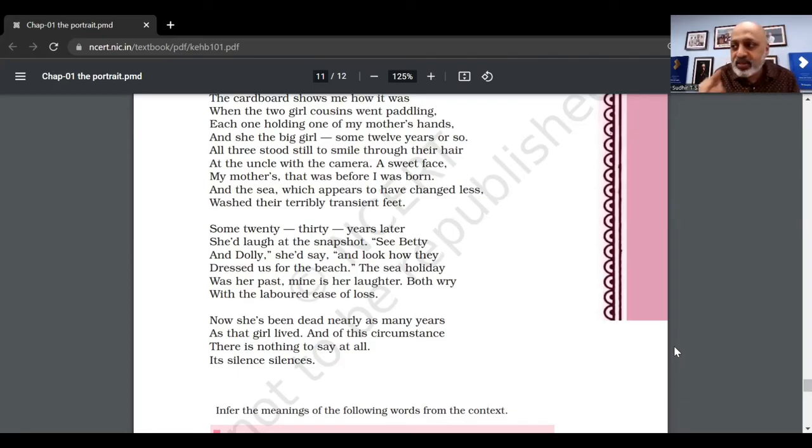It's silence silences. Silence conveys a complete absence of sound. There is a complete absence of sound, and that is what is being conveyed by the last line.